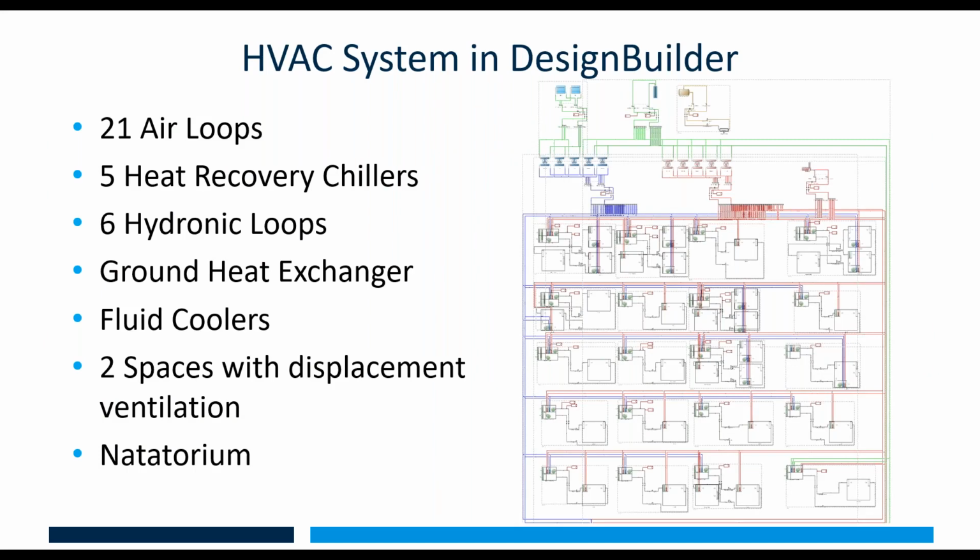So what that looks like in DesignBuilder, it was very complex. We had 21 air loops. We had the 5 heat recovery chillers, 6 hydronic loops. We had the ground heat exchanger, fluid coolers for the hybrid. We also had 2 spaces that had displacement ventilation, so it was nice to be able to natively do that in those 2 spaces. And then also we had a natatorium.